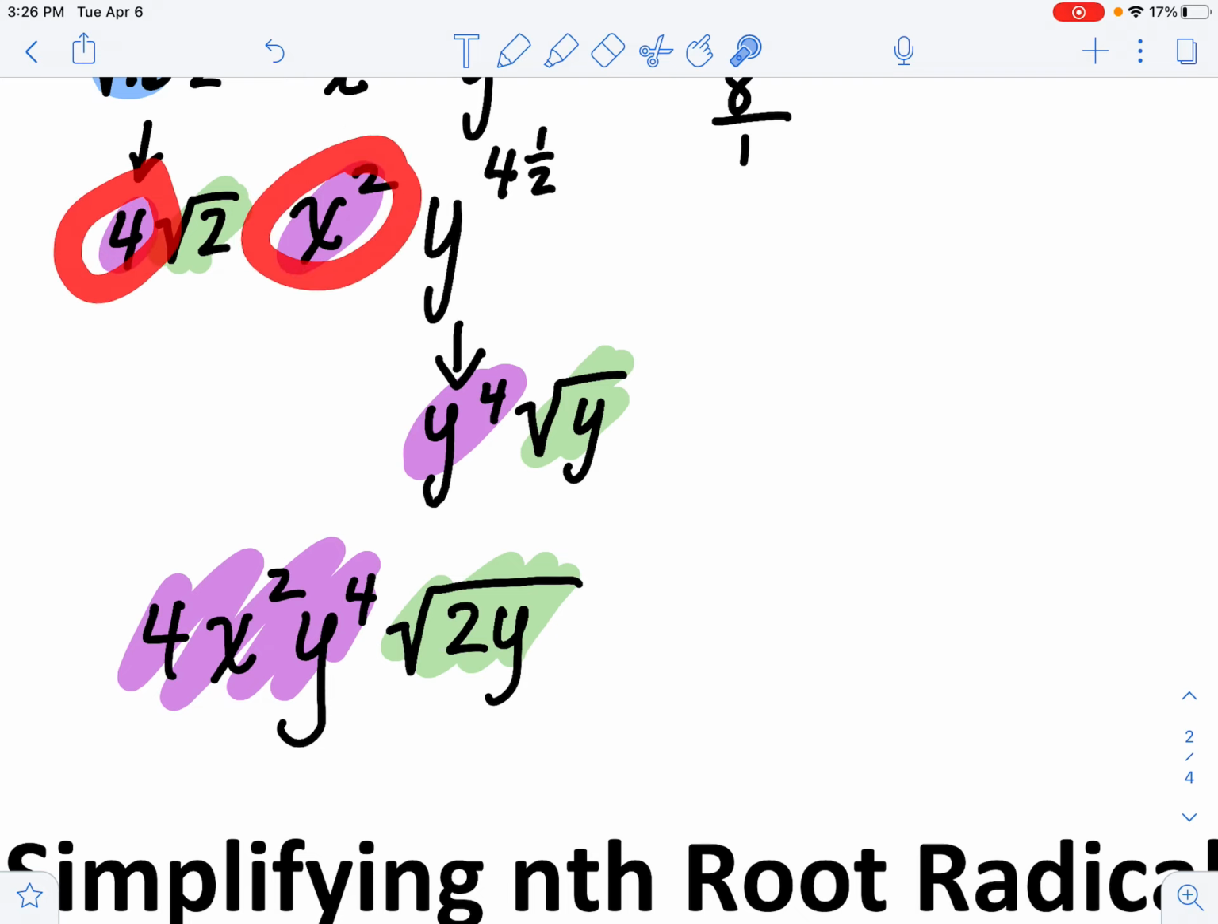So this and this go outside of the radical, and then square root of 2 and square root of y go together under the radical. Okay? You can pause it if you need to think this through.